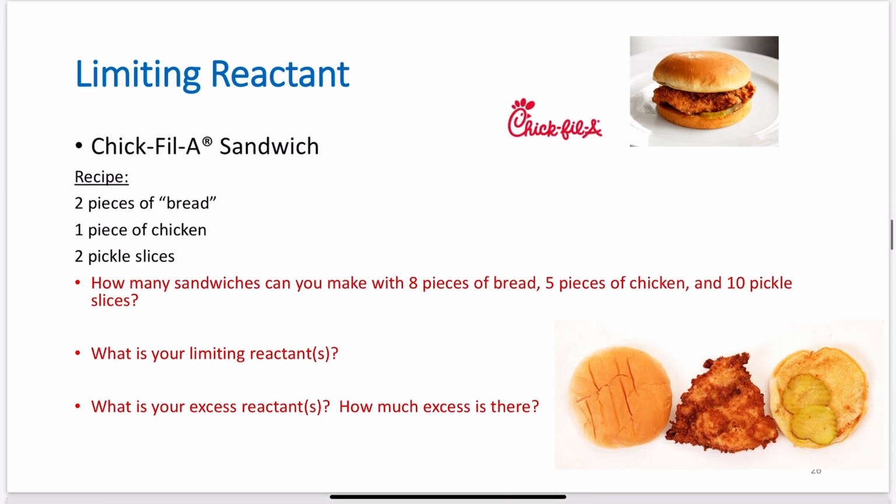So let's talk about your limiting reactant. Let's look at a Chick-fil-A sandwich, okay? So a Chick-fil-A sandwich includes 2 pieces of bread, the top and the bottom of the bun, 1 piece of chicken, and 2 pickle slices.